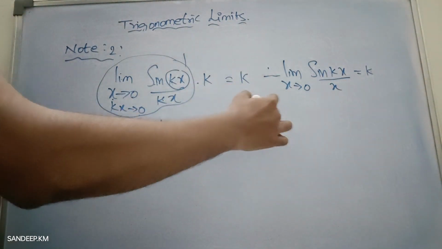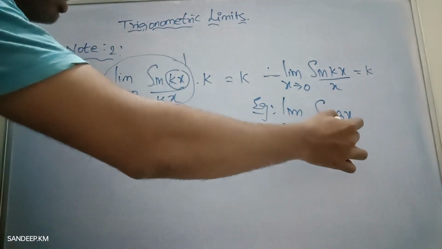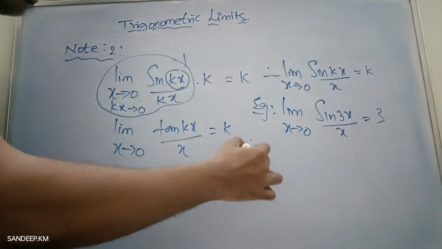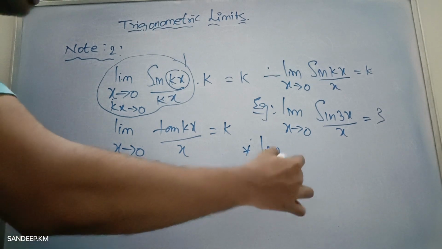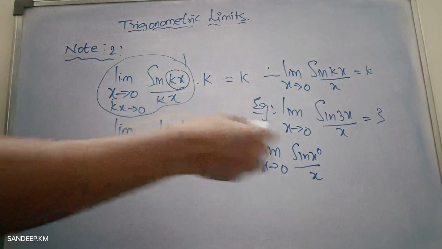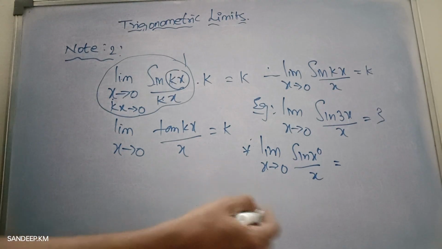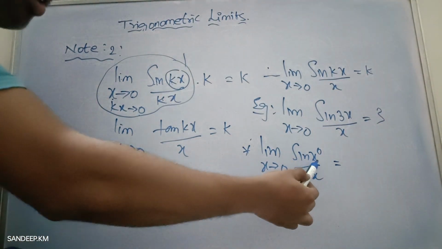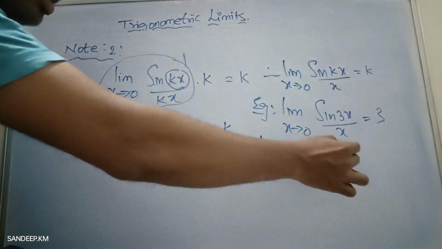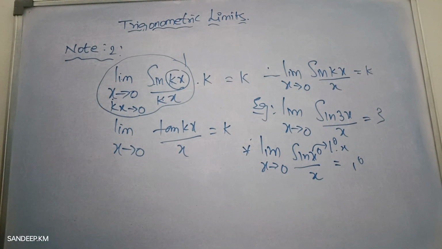Example: limit x approaches 0, sin 3x divided by x is equal to 3. And look at this example. Limit x approaches 0, sin x degrees divided by x. It is not x, it is x degrees. Can I say that the answer is 1? The answer is not 1. Why? Because the x coefficient is 1 degree. x degrees means 1 degree into x. So what is k? k is 1 degree.